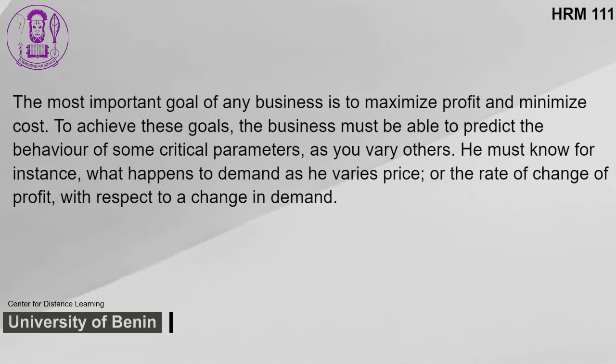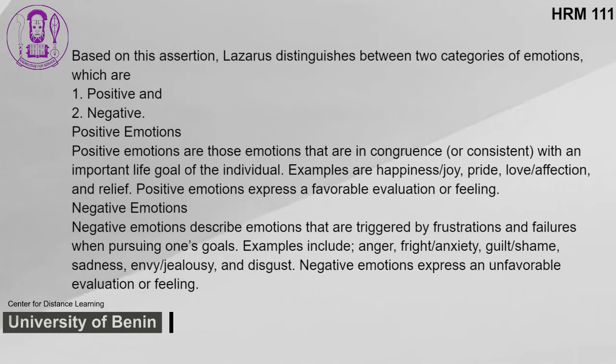Thus, consider Lazarus, 1991, and Parrott, 2001, Typologies of Emotions. Lazarus' Typology of Emotions. Lazarus, 1991, emphasizes that emotions center on a person's goal. He asserts that the emotions employees project in organizations, whether overt or covert, relate to the extent to which the particular experience is in congruence with the goals that they seek. Based on this assertion, Lazarus distinguishes between two categories of emotions, which are 1. Positive and 2. Negative.